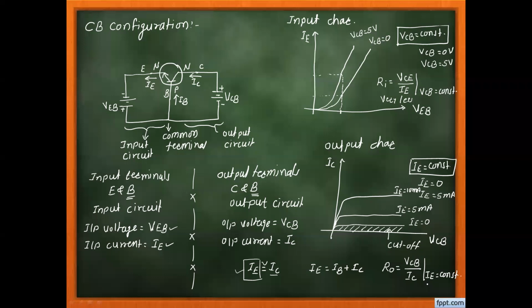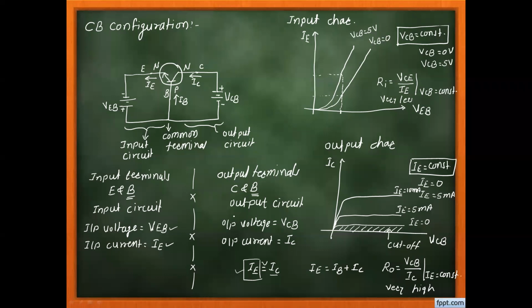So this output circuit resistance is very high. Get my point? So this is the input and output characteristics of a common base configuration.